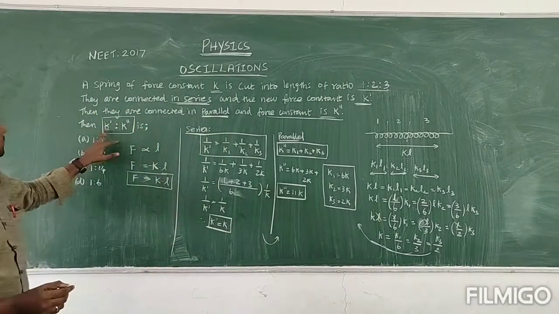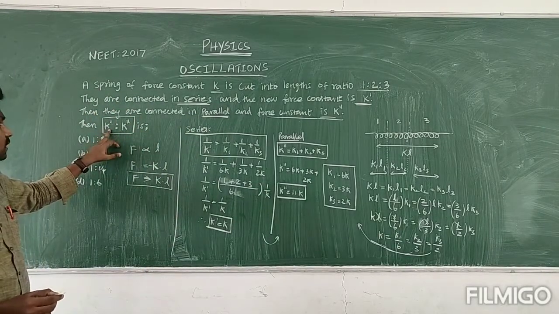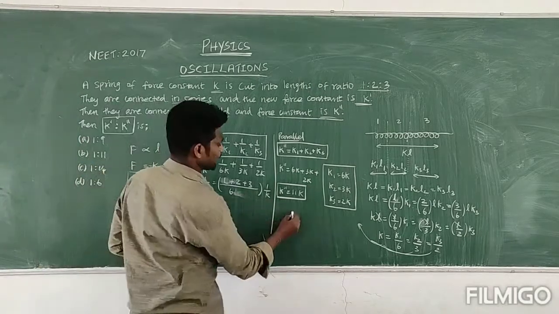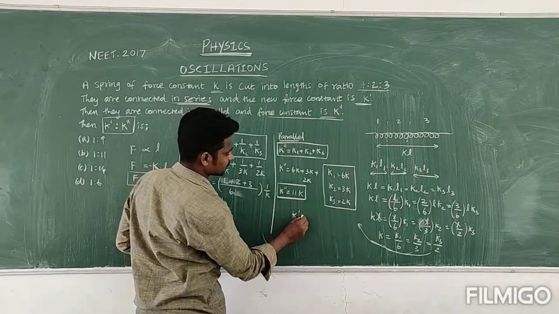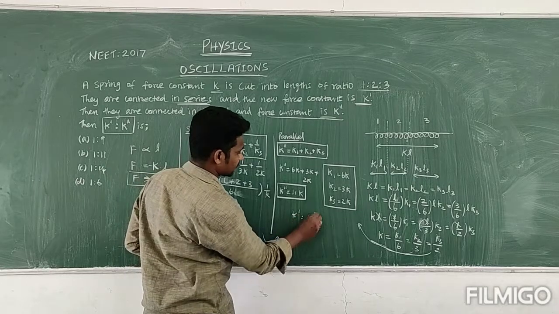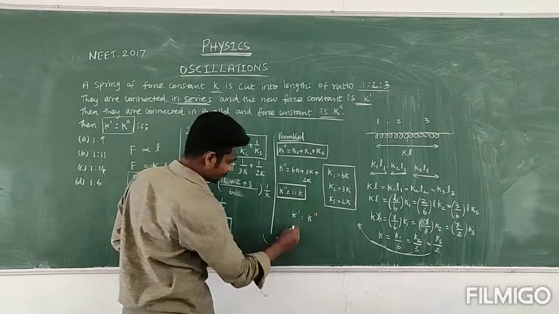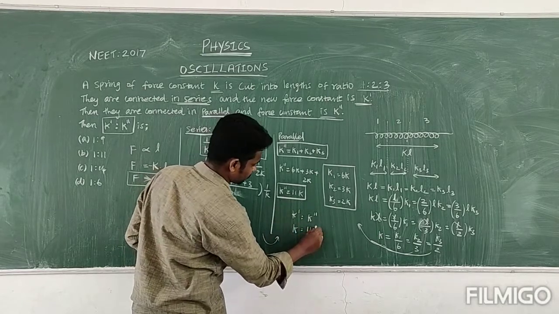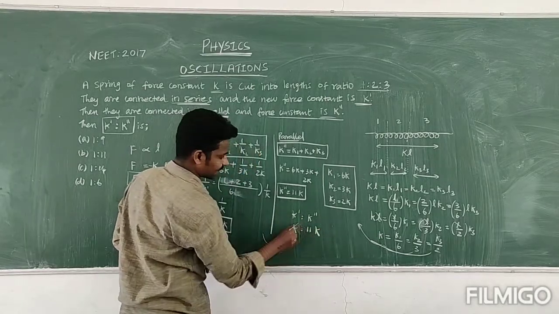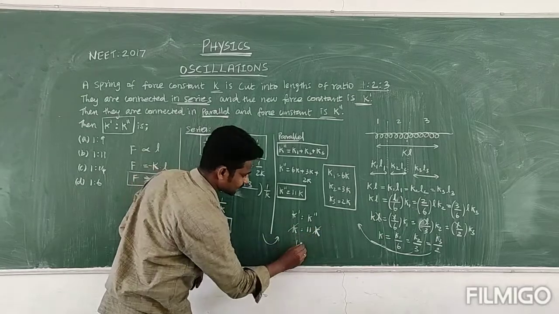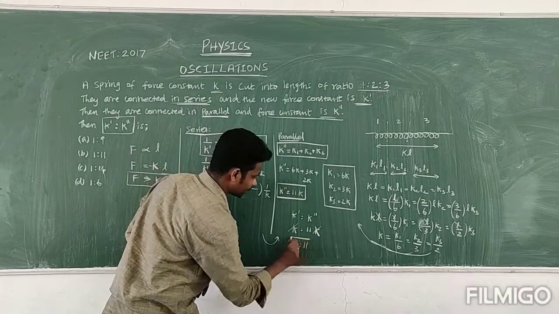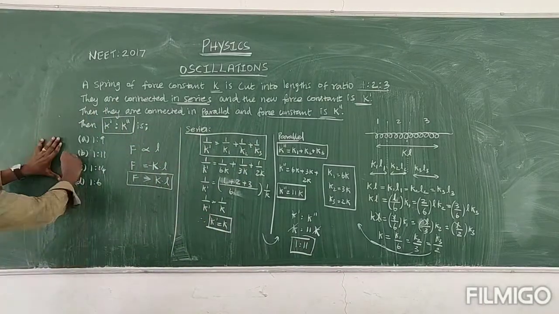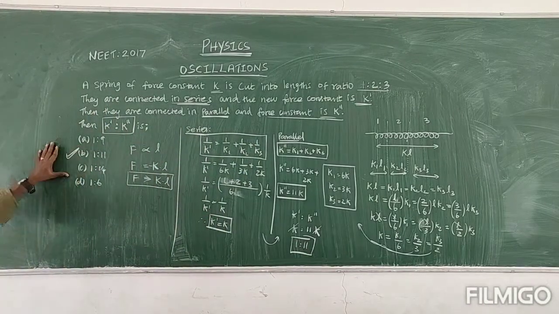But now what is the question? The ratio of the series force constant and the parallel force constant. So we can write K dash by K double dash. The K dash value is K, and the K double dash value is 11K. So K will be cancelled, and the answer is 1:11. This is satisfied by option B. So option B is the answer.